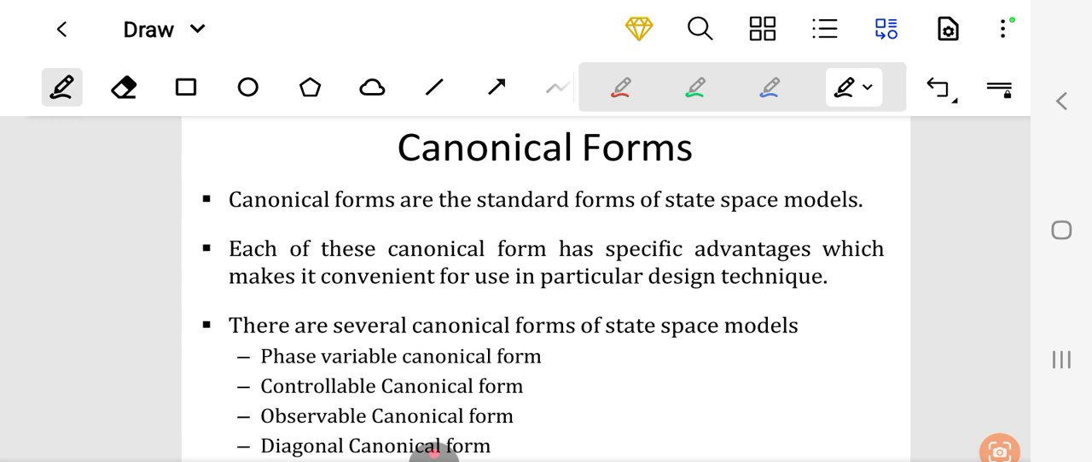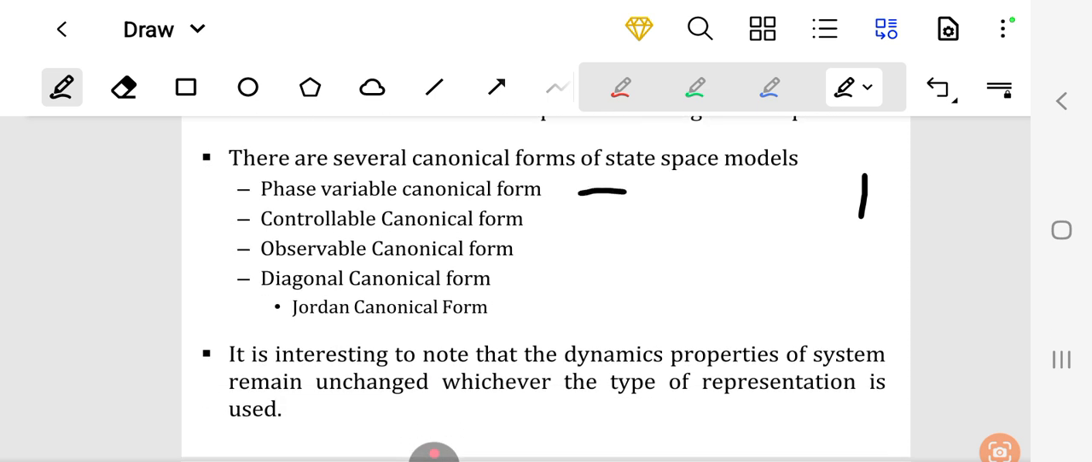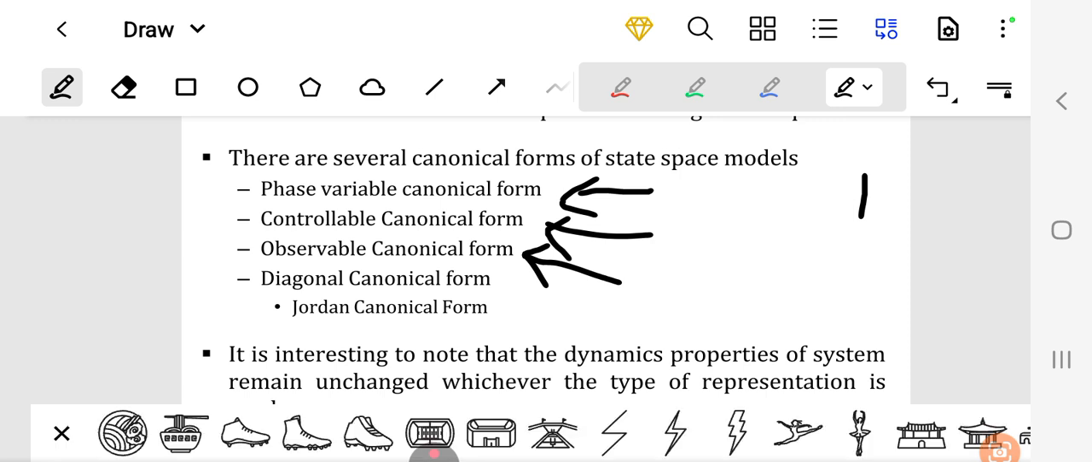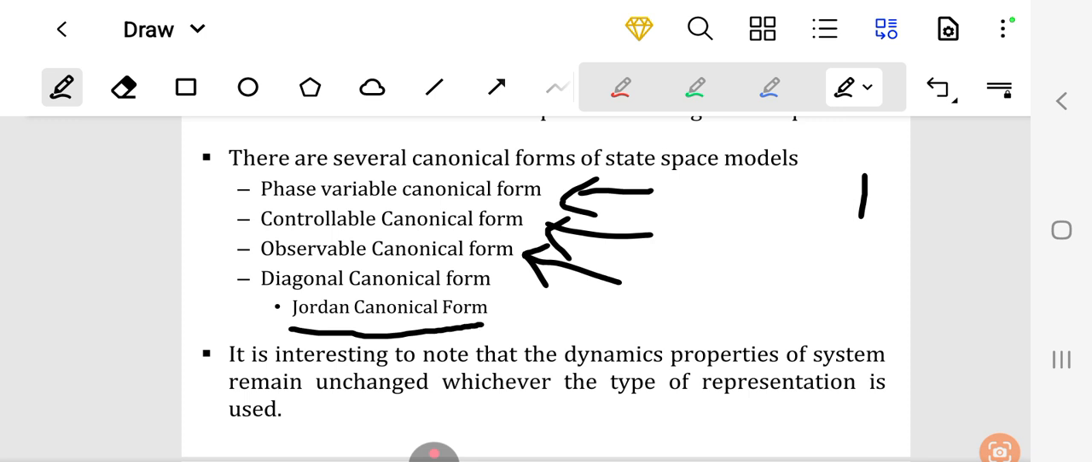Now we will see the canonical forms of the state space models. Each of these canonical forms has specific advantages which make it convenient for use in particular design techniques. Each one is used for a specific design technique. The state space models that we will see are the phase variable canonical form, then the controllable form, then the observable form, and last but not least the diagonal canonical form, which is the Jordan canonical form.